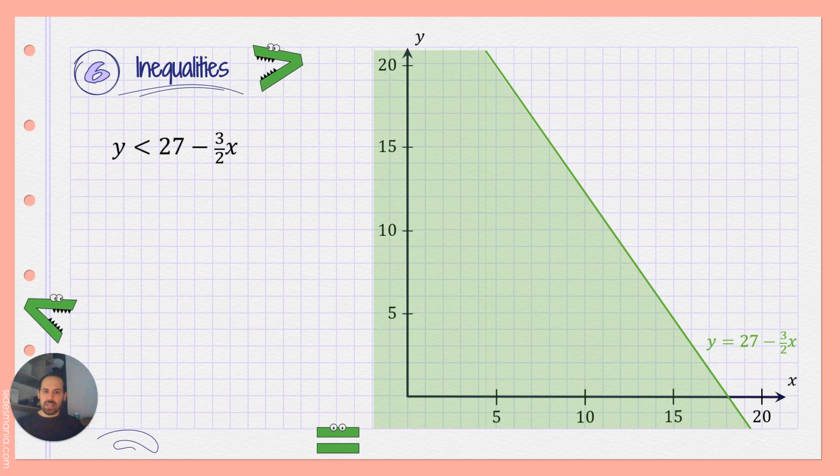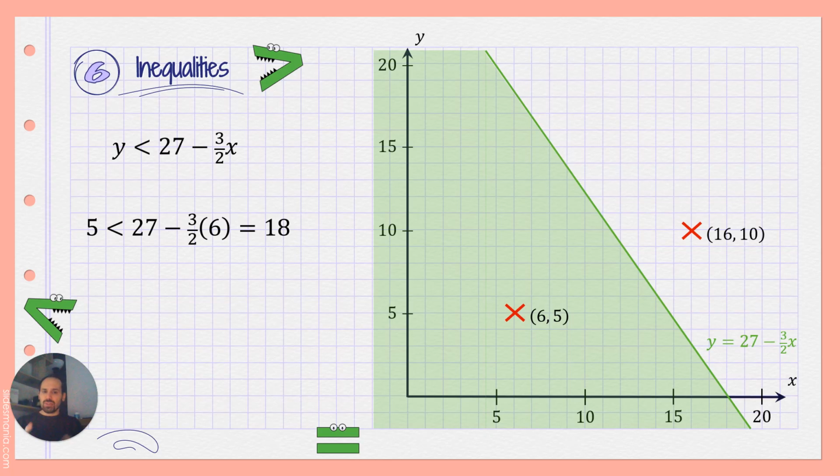So it's going to be this area here. With an inequality, a question would ask you to shade an appropriate region. A line is going to divide the space into two or more regions, and you need to then shade the correct one. And we can confirm this is correct by picking a point in and out of that region and substituting them in.